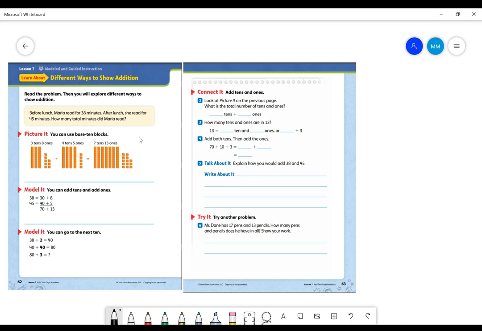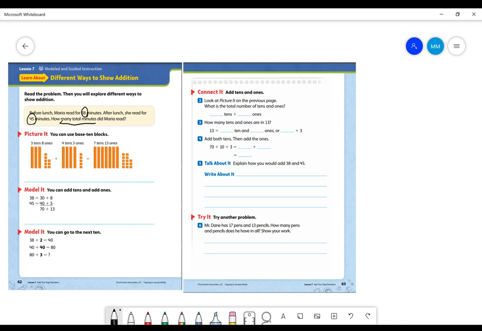So, based on that story, remember anytime I have a story problem or a word problem, I'm going to circle my important parts and the words that tell me if I am adding, subtracting, or finding a missing part. So before lunch, Maria read for 38 minutes. After lunch, she read for 45 minutes. How many total minutes did Maria read? Well, from this story problem, I can tell that I am putting my two parts together. So 38 and 45 to find how many minutes altogether Maria read.